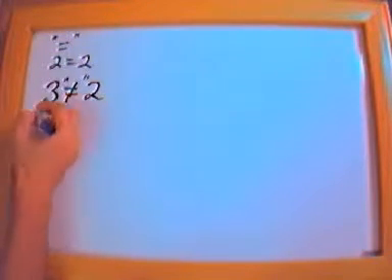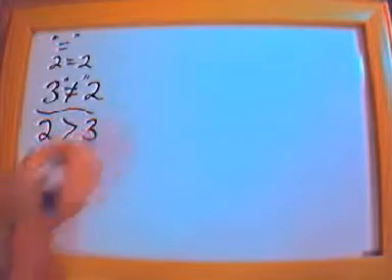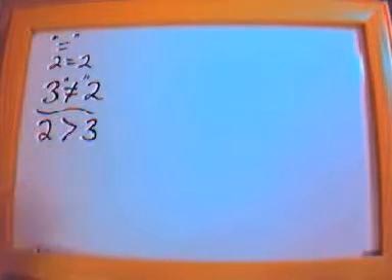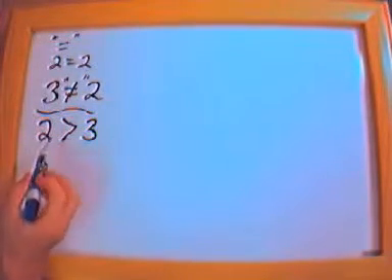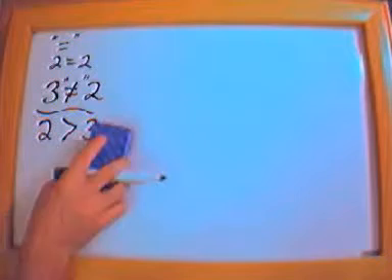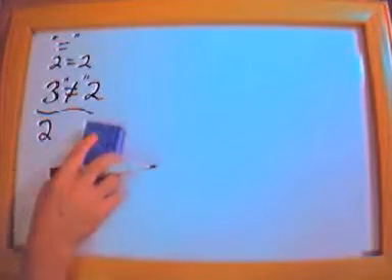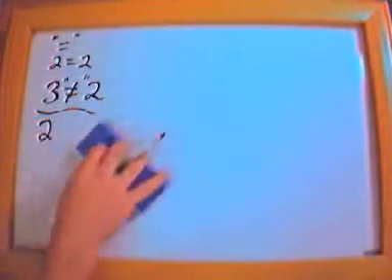Now we're going to get into some inequalities. We can say 2 is greater than 3. This little symbol means greater than. And basically the way you look at it is the big side here, the side that's open up, is the larger side. And actually, I've made a mistake here. That's actually not true. 2 is less than 3.